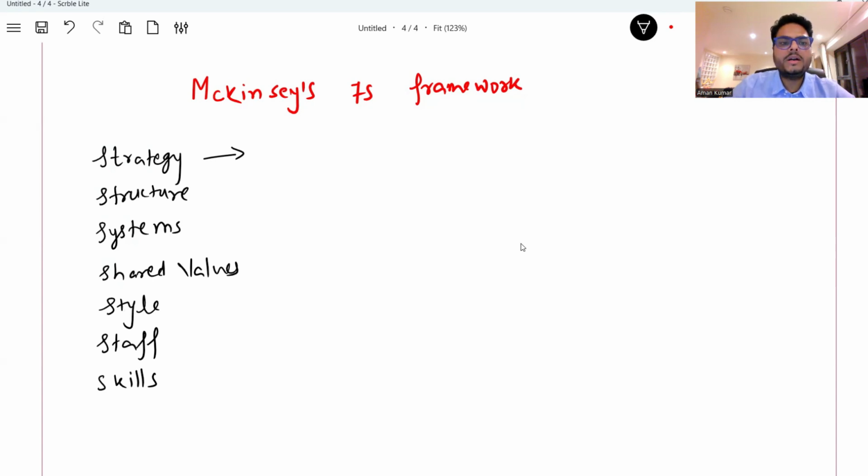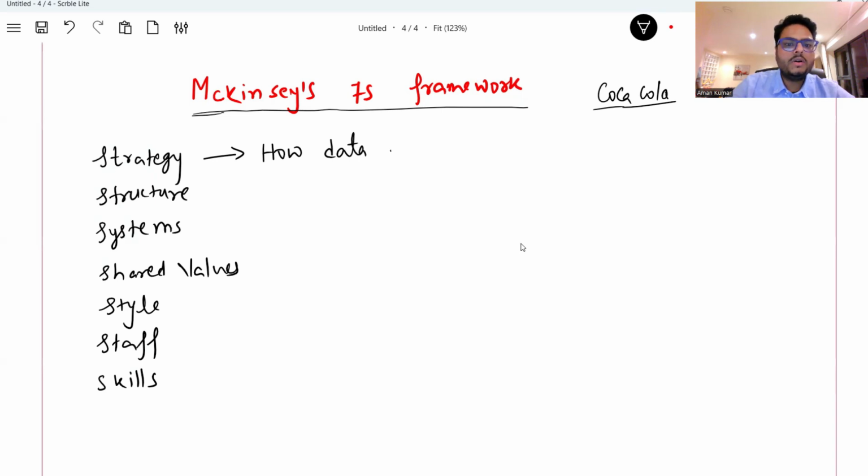Strategy, think about a company trying to solve a business problem. Any company you can take as an example, for example, Coca-Cola. Coca-Cola is trying to solve a business problem. What is the first thing that should happen? The strategy should be right. So in the strategy box, it should be the data strategy. There has to be a data strategy, right? Then only you can solve a problem. How data strategy aligns with business goals.